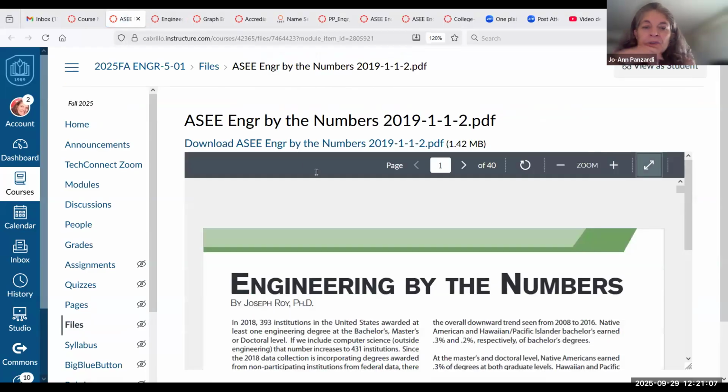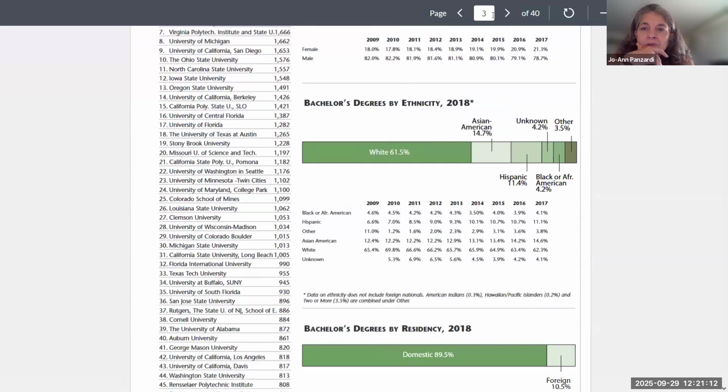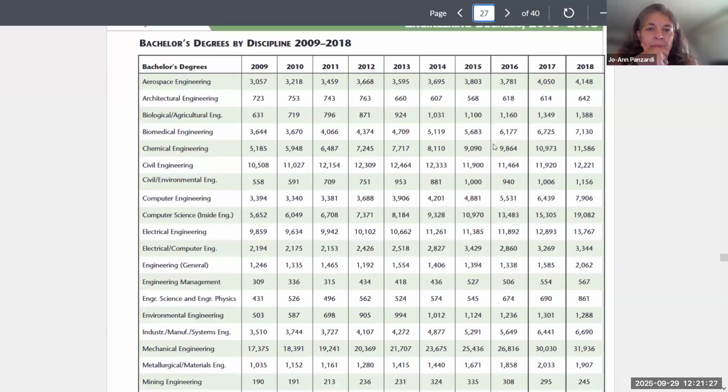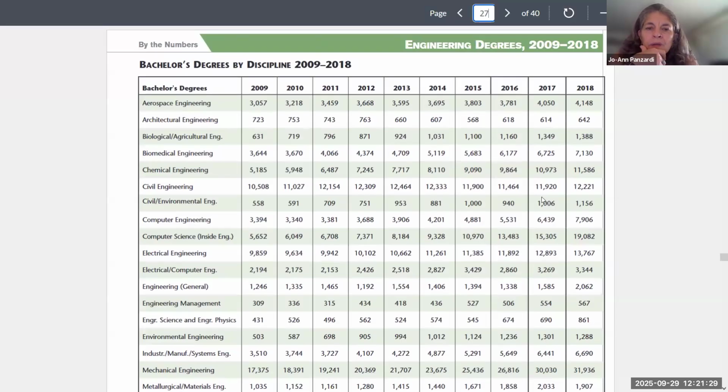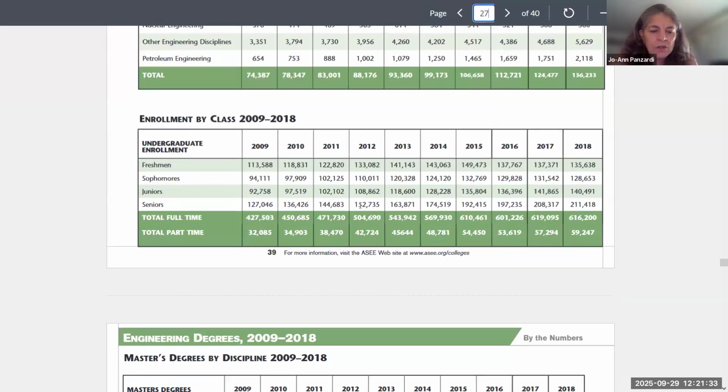Okay. So their data each year is called Engineers by the Numbers, and I'm going to go down to, let's see, 27. Okay. So this is old, and we don't need to look at this because we're going to look at this as new data. But what I want you to look at is this.